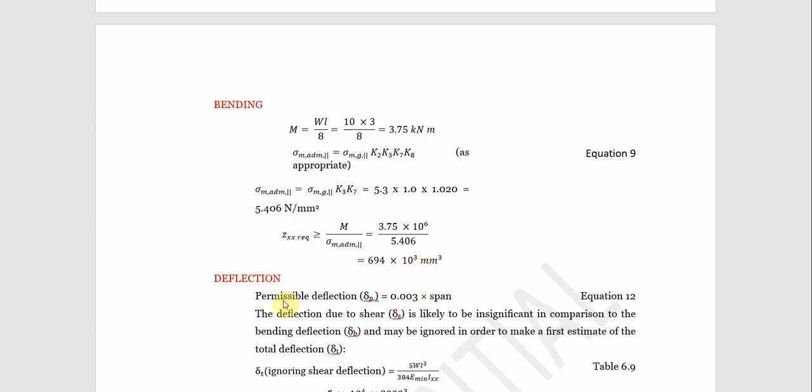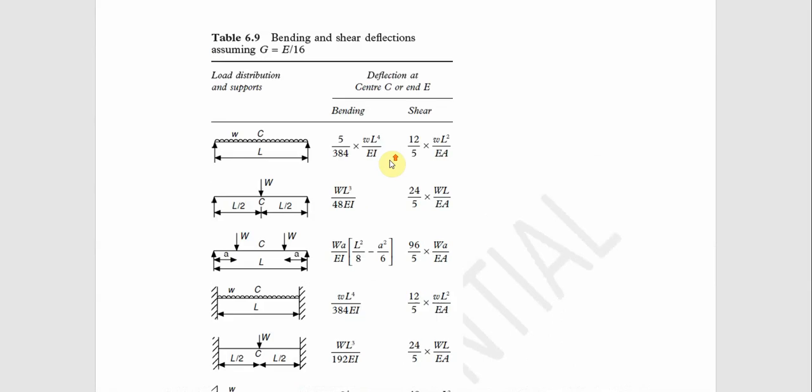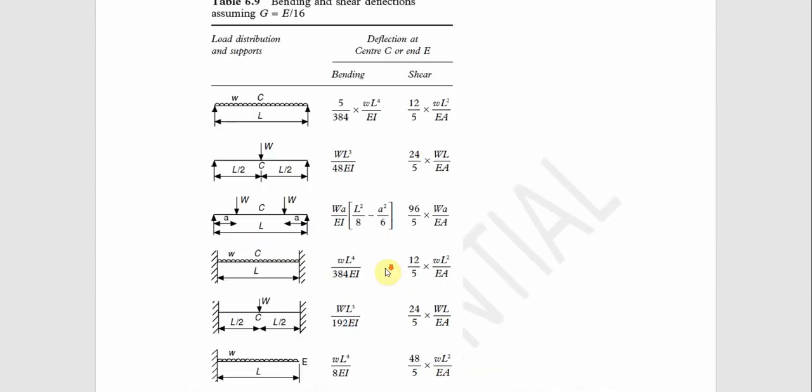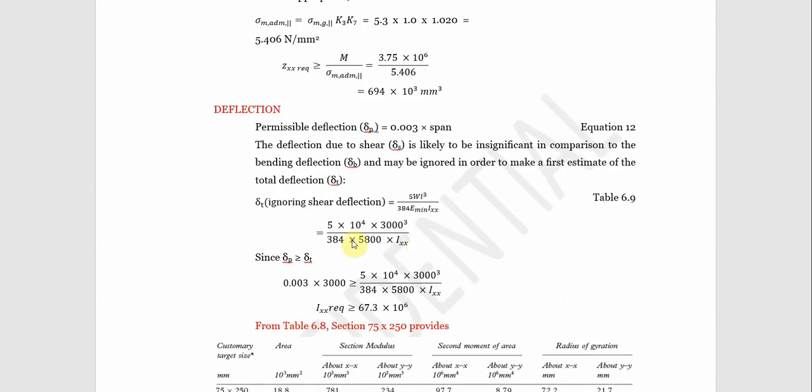Now our deflection: permissible deflection is 0.003 times span, and then we also said deflection due to shear is likely to be insignificant compared to bending deflection, though I will still see that one later. Let us look at the normal deflection based on the calculation that we have here: deflection for uniformly distributed load is 5/384 times this. So that's what we are going to apply now. If we apply that here, you can have 5 times W times L over 384 EI.